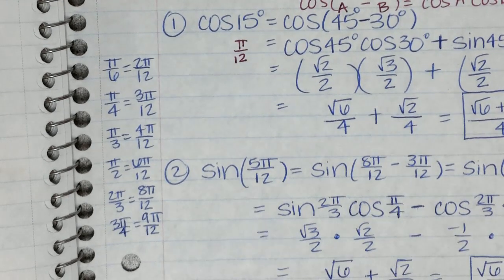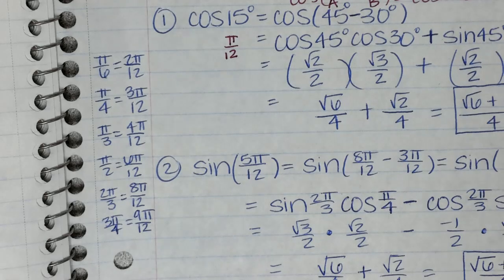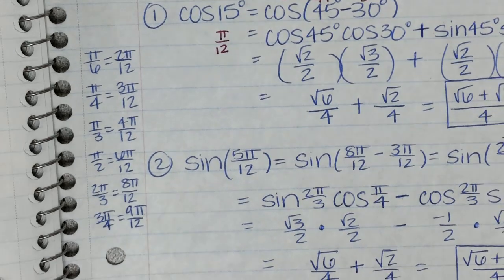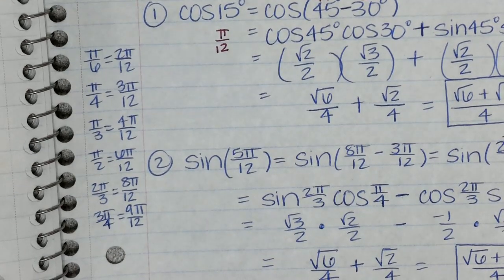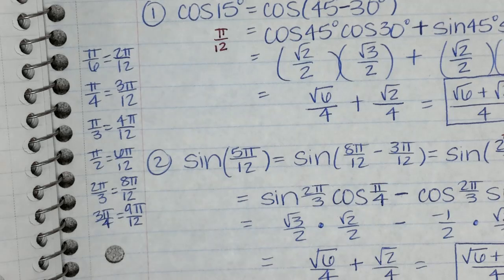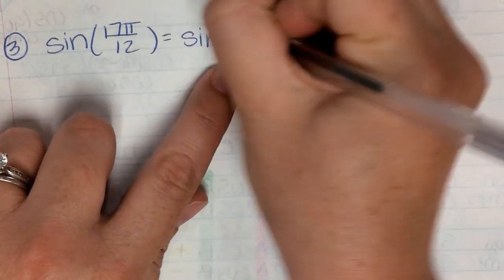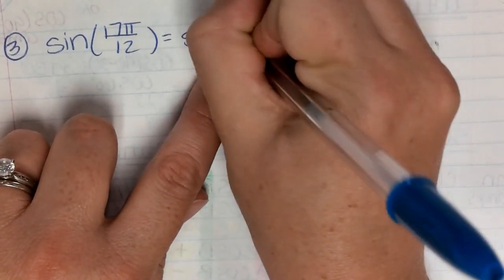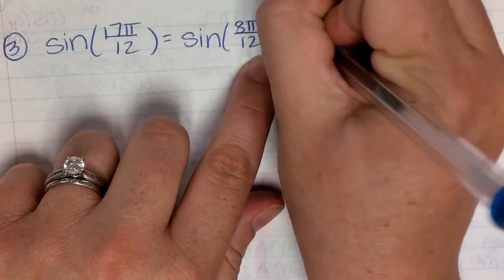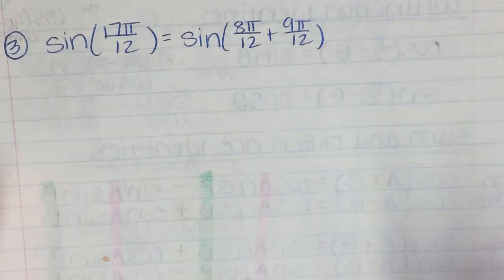Now, does it matter if I do 8 plus 9 or 9 plus 8? No, it doesn't. Now, your work will look a little bit different depending on your order, but when you add, the order doesn't matter. That's the commutative property. So when I'm doing it, I generally just put the smaller one first, but you can do either way. So 8 pi over 12 plus 9 pi over 12 makes 17.